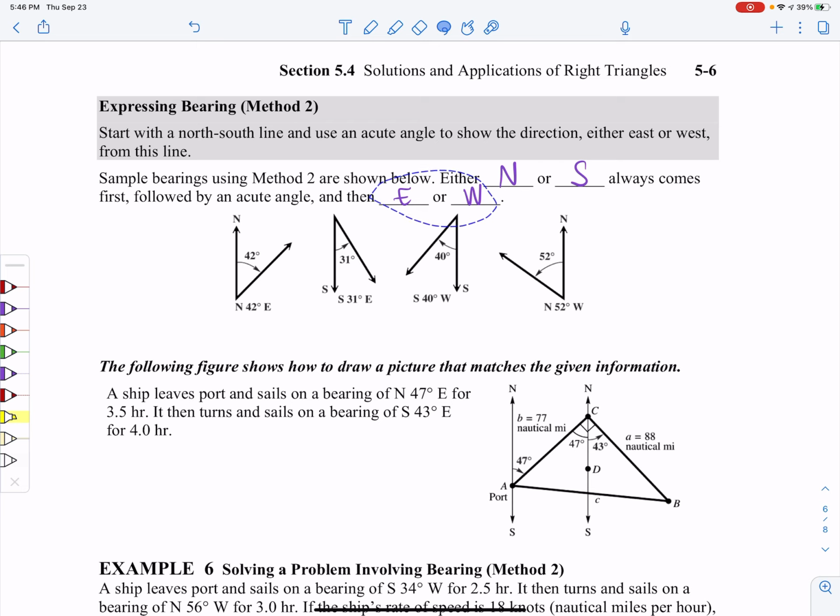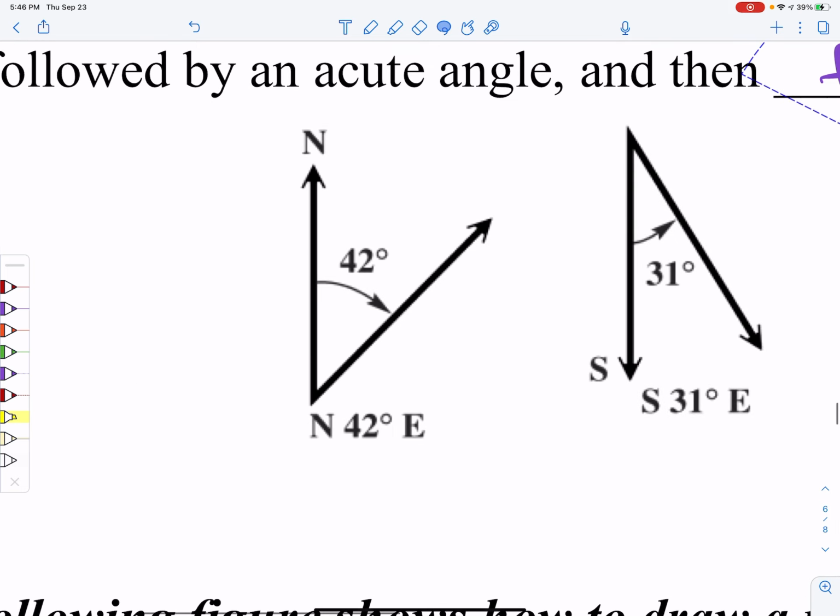All right, so take a look at these 4 examples. I read this northeast 42 degrees. And so if this is a north 42 degrees east, either one is okay. North 42 degrees east, establish your north-south line first. Okay, so I'm dealing with my north line first. And from my north, I'm going to go east of that 42 degrees. We know that east is to the right of north.